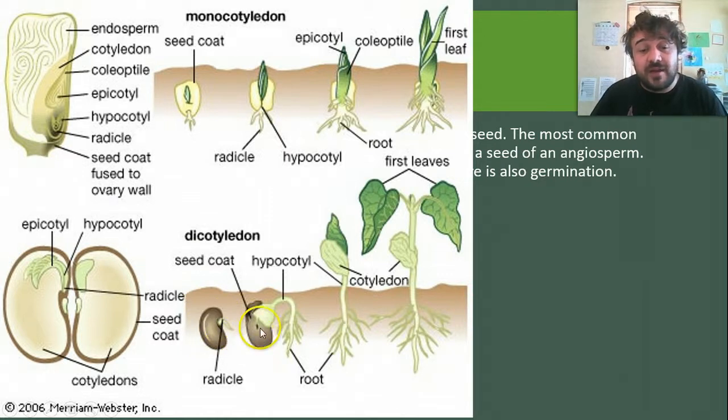So here are a couple of the examples of what the process looks like. You get the radicle pops out. The hypocotyl, which is the bit before the cotyledon, pops up. Epicotyl is the bit after the cotyledon. So you see hypocotyl, cotyledon, and then the first leaves pop up. That's the process. Here with the monocot, the seed pops up, the epicotyl pokes out, the hypocotyl's beneath it, and see the cotyledon is this area in between.